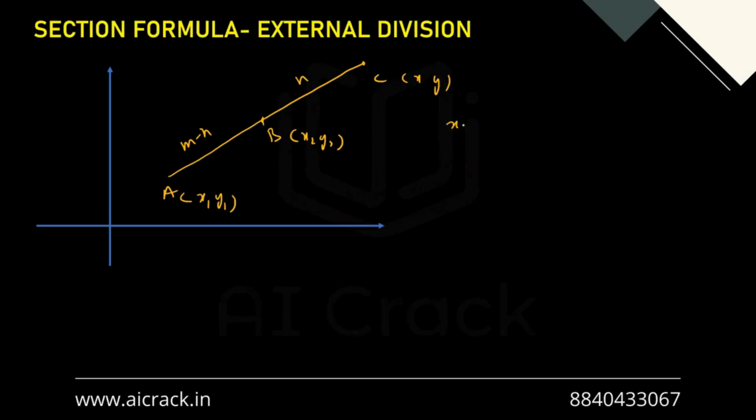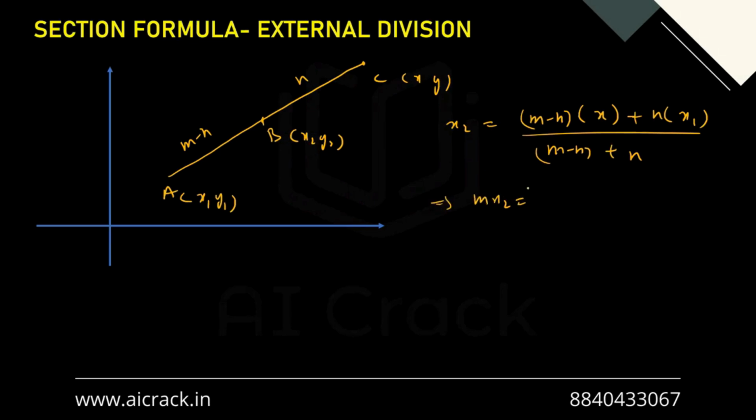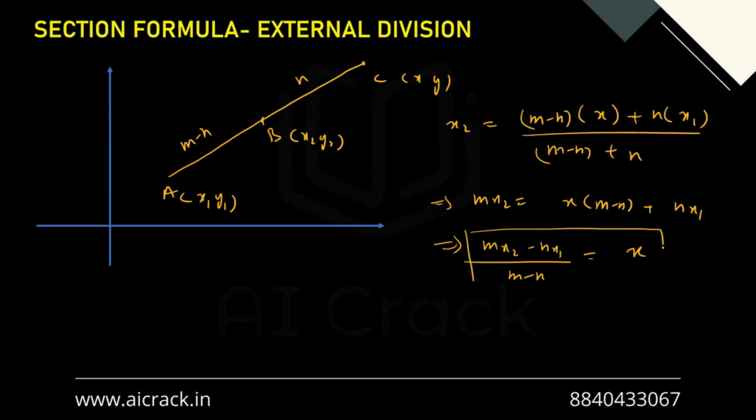So what I can do, with the help of the internal division formula, I can write x2 equals (M minus N times x plus N times x1) divided by (M minus N plus N), right? So if I cross multiply it, I'll get m x2 equals x times (m minus n) plus n x1. So this would give me (m x2 minus n x1) divided by (m minus n) equals x. So we have got this particular formula.